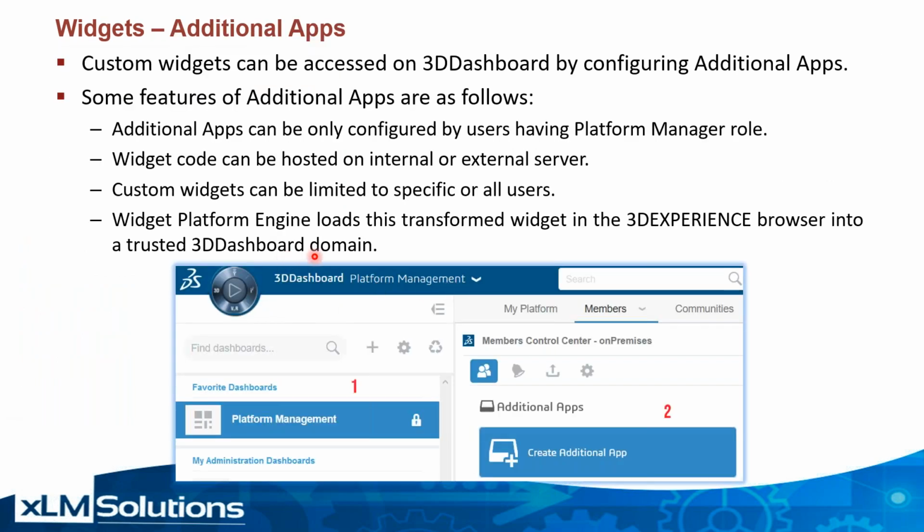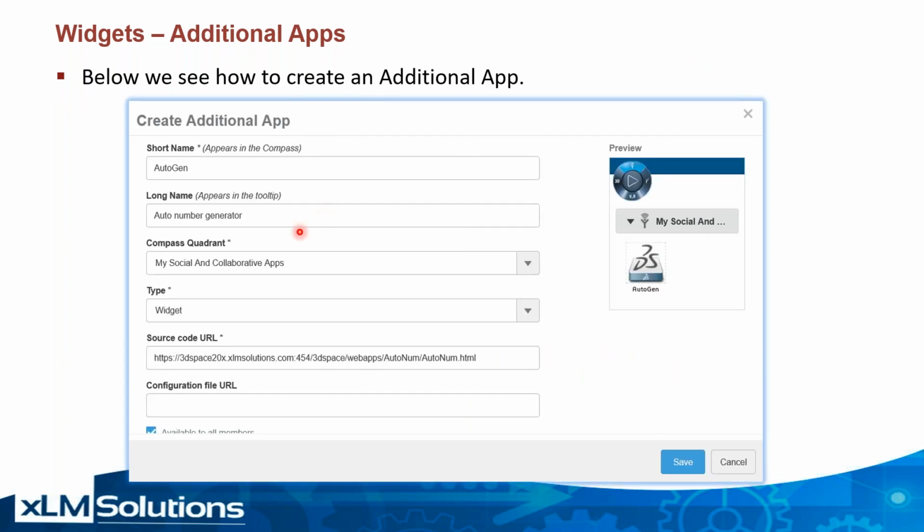So how do you make the dashboard, create widgets, and add widgets like the one I showed you very recently? They can be accessed from the 3DDashboard by configuring additional apps. You go to the platform management and click additional apps in the members tab. When you click on additional apps, this screen opens up. You write the short name or a long name; the long name is not mandatory. Then you choose the compass. As soon as you choose the compass, this gets highlighted.